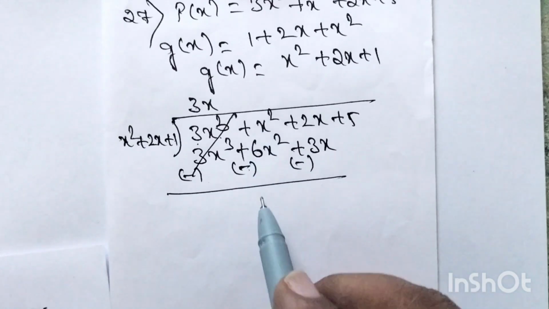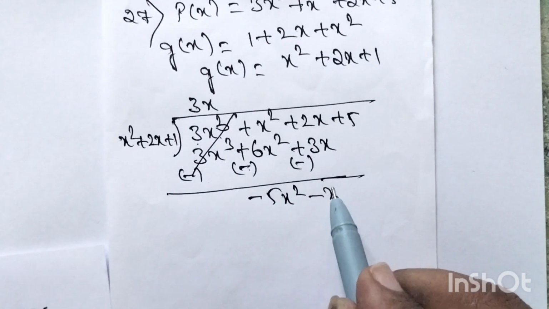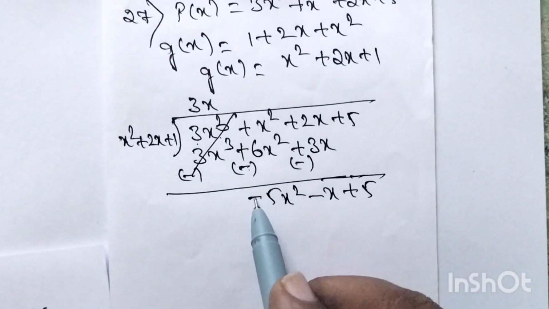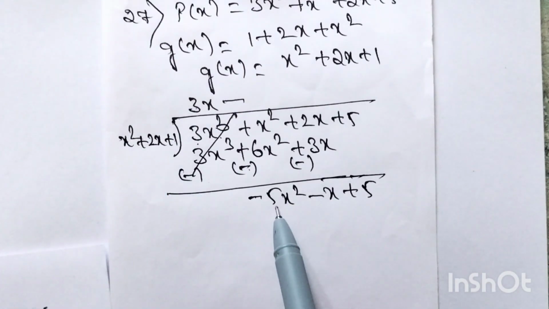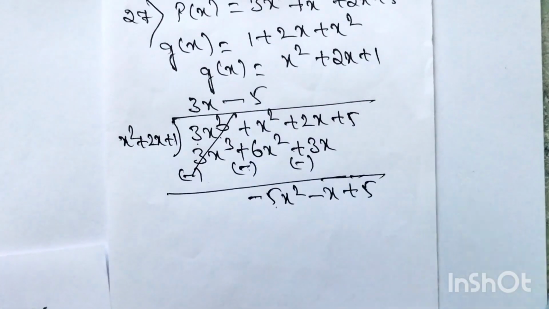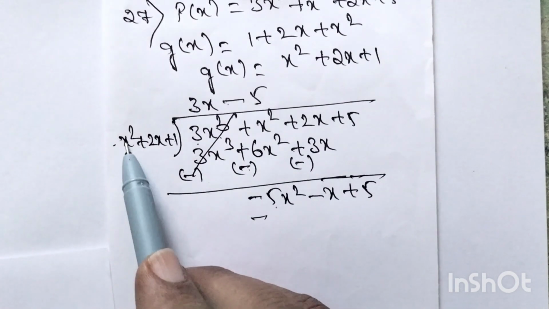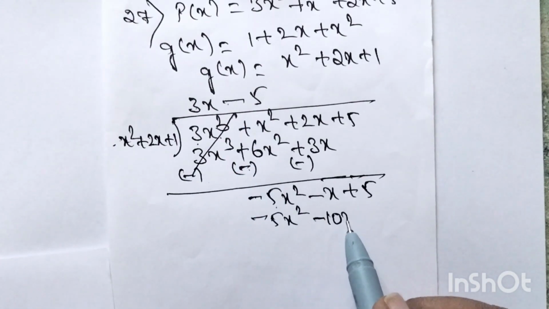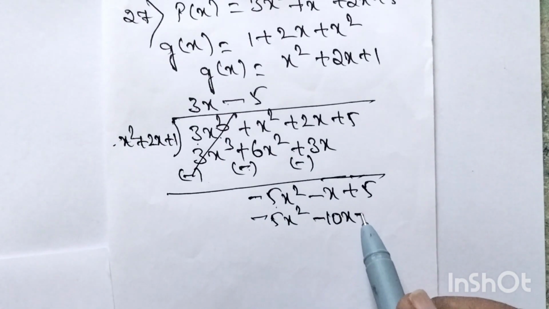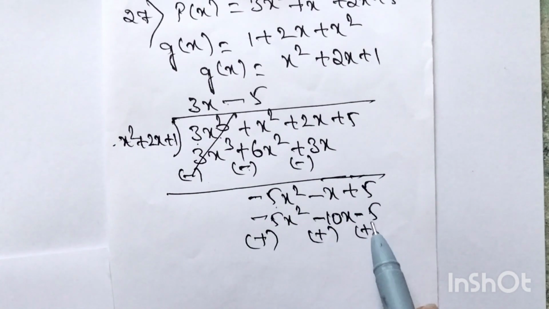6x square minus 6x square plus 1x square is minus 5x square. 2x minus 3x is minus 1x, plus 5. Here minus is there, therefore here also you write down minus. 5x square is there, so x square is multiplied by 5. If you multiply by 5, plus into minus is minus, x square into 5 is 5x square, plus into minus is minus, 2x into 5 is 10x, plus into minus is minus, 1 5s are 5, minus becomes plus.